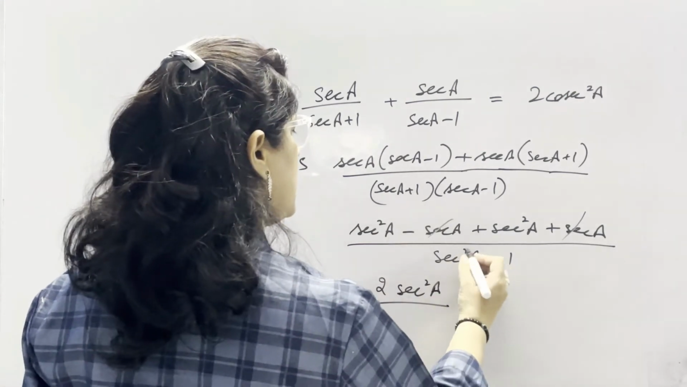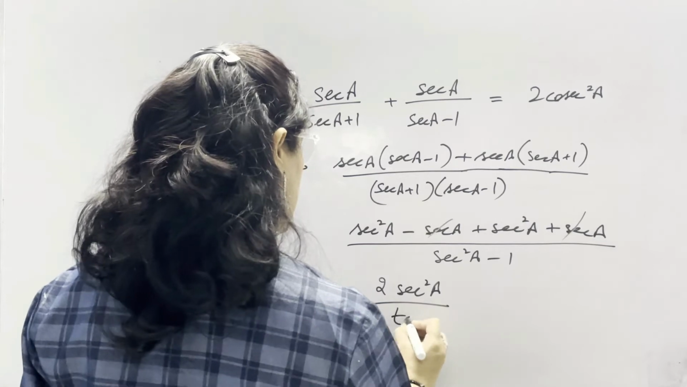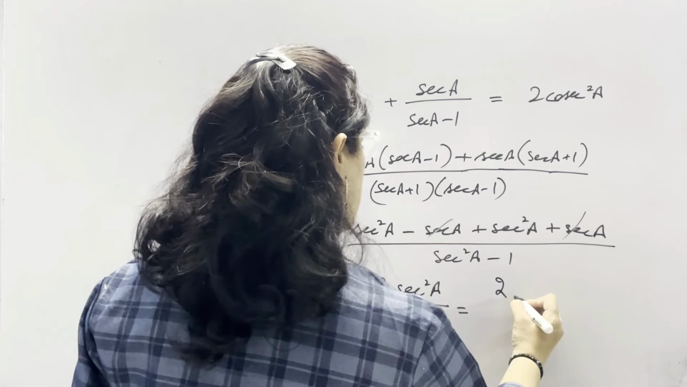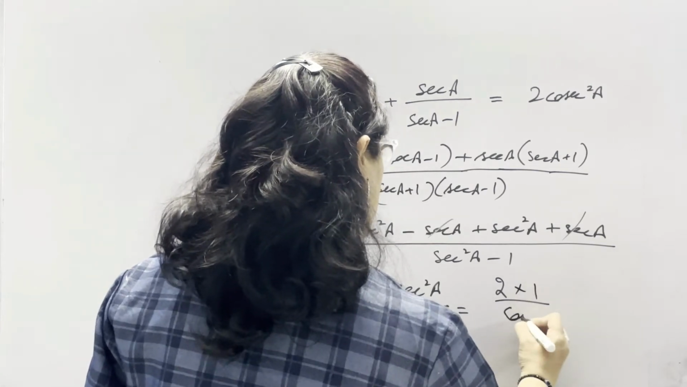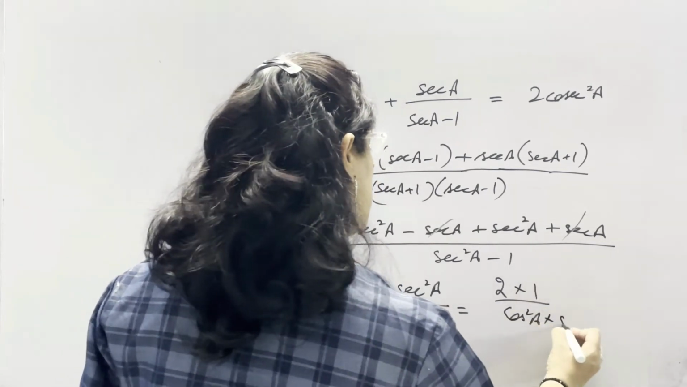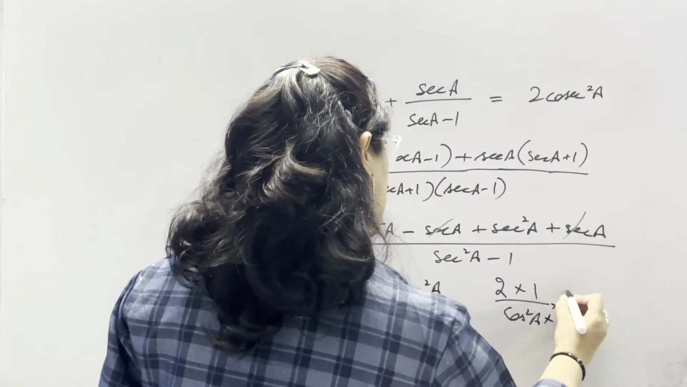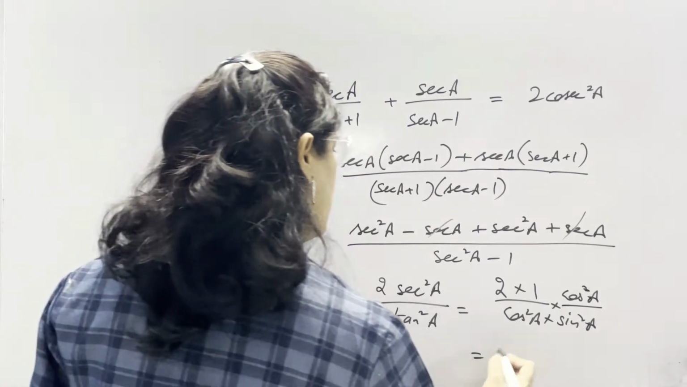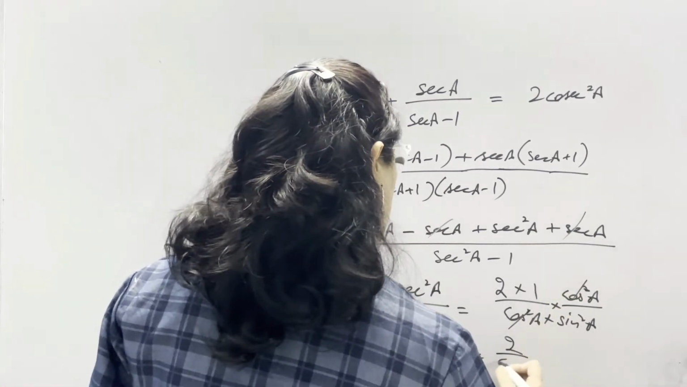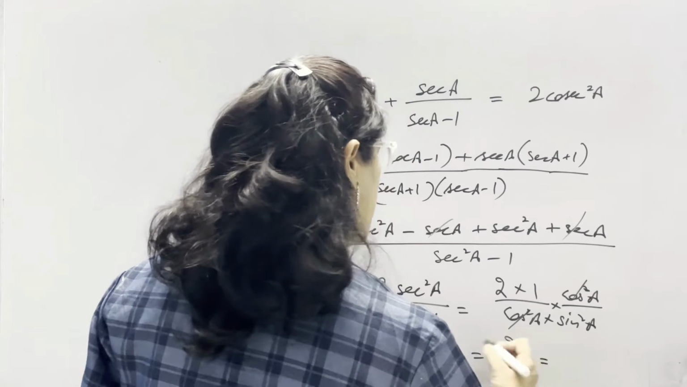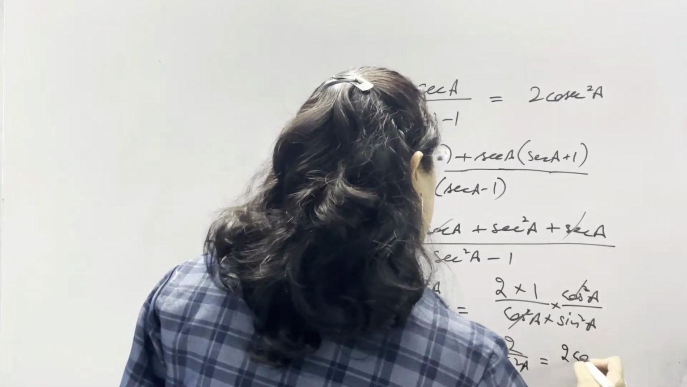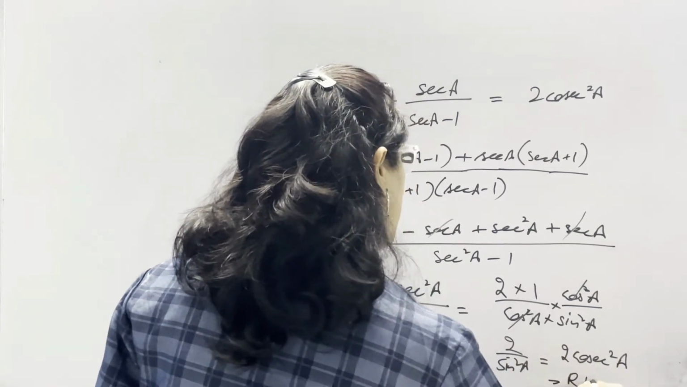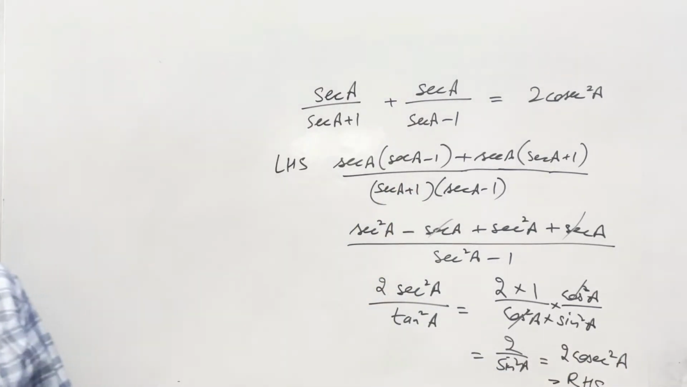In the denominator, sec square a minus 1 is equal to tan square a. Now 2 sec square a means 2 upon cos square a, and tan square a means sin square a upon cos square a. So cos square a cancels, giving 2 upon sin square a. And what is 1 upon sin? It is cosec. So 2 cosec square a is our right hand side, and this is the correct answer.